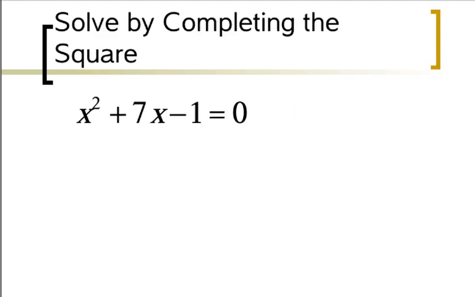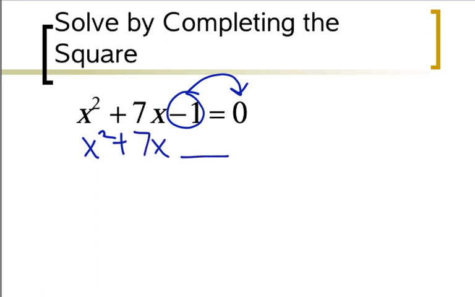On this one, we have to move our c again first. So we add our 1 to the other side. Rewrite this to be x squared plus 7x. Leave a space, equals 1. Now, our next step is to take our b, which is 7, divide it by 2, and square it.